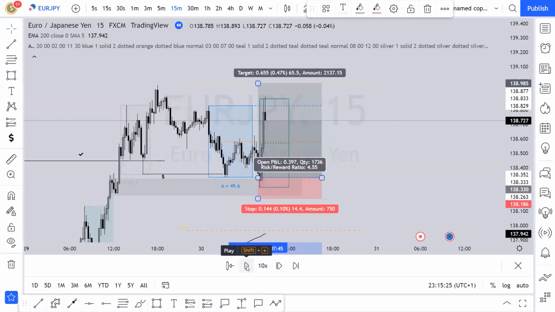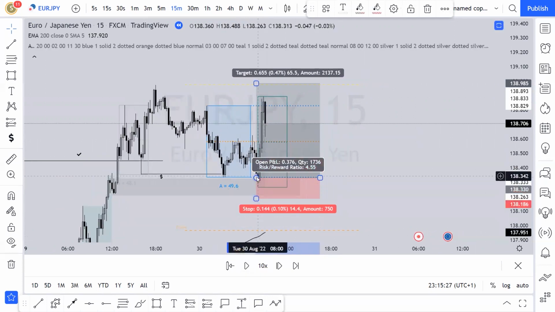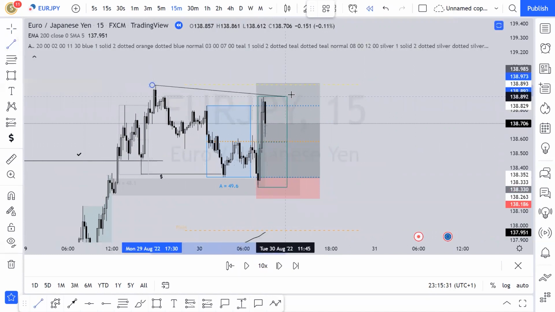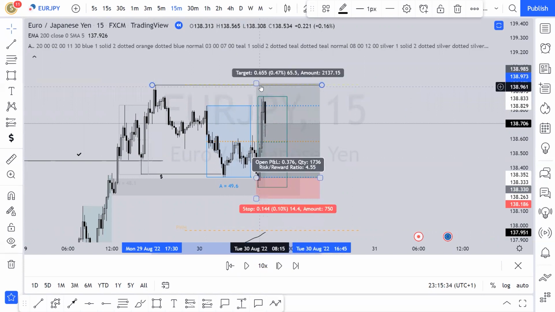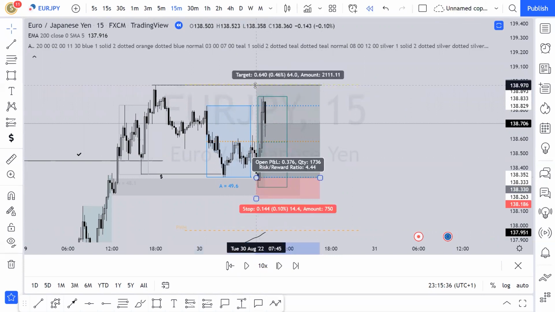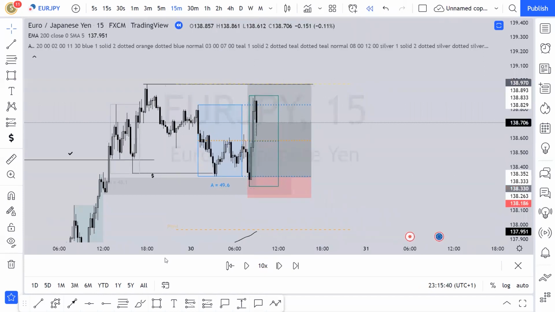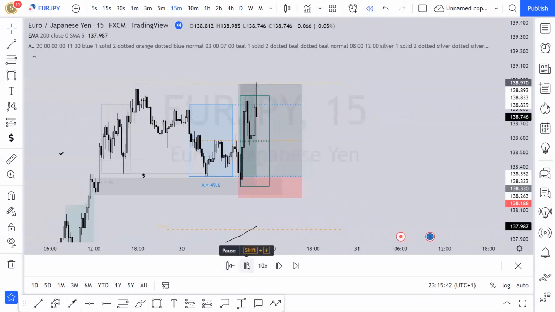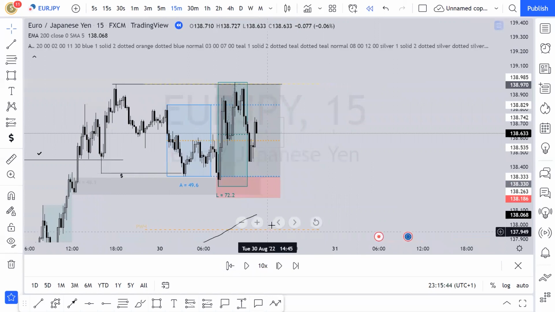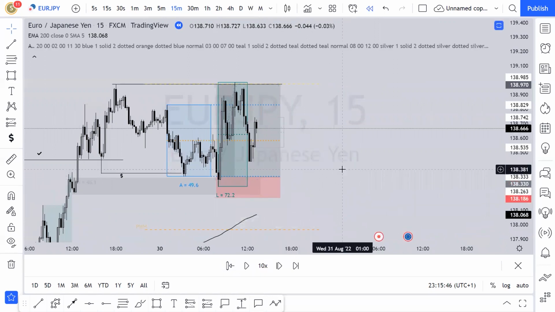So when it was morning, price mitigated that area. This was a very nice trade. And of course, we want to take quick pips around this area and leave the rest for possible swing. So this was a 64 pips target. And what happened? Price got to the target.